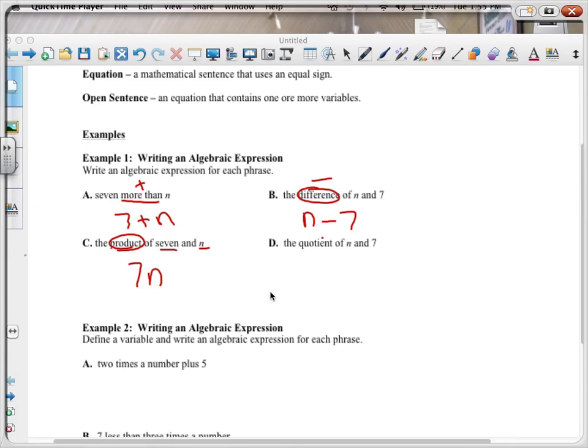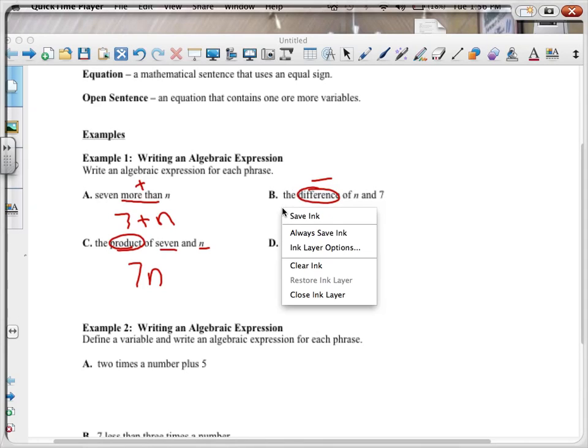The word quotient is going to bring in division. So the quotient of n and 7 would be n divided by 7. The important part is to know which words mean which operations. Once you can figure out what operation the words mean, then the expressions are fairly easy to write.